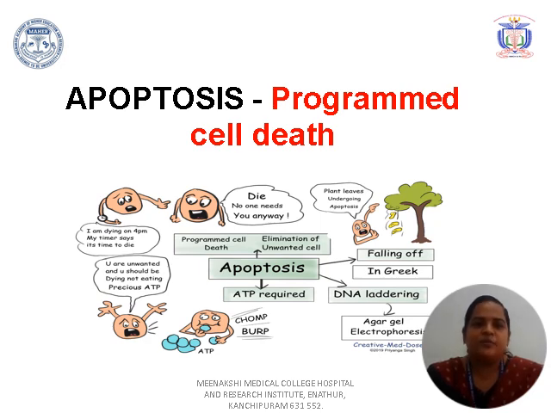The Greek word apoptosis means falling leaves. As you see in this picture, the leaves are falling off. The word meaning says that as you age, the unwanted cells are removed, which is very physiological and essential for the body. And this process requires ATP.